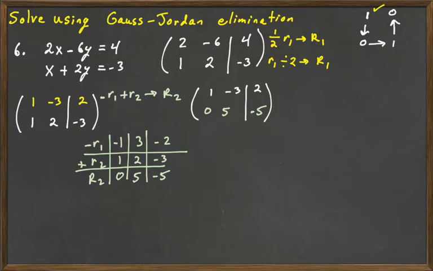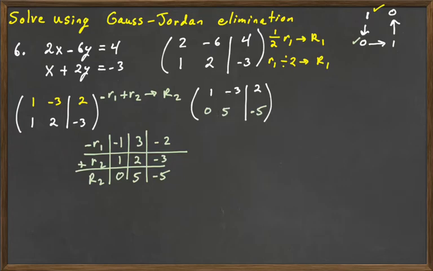Okay, so now we have a 0 in row 2, column 1, so we're halfway there. And the next thing is we want to make a 1. So if we're making 1s, we want to divide. So this number here, where the 5 is, we want to make that a 1. So we're going to divide by whatever number this is. Since it's 5, we're going to divide by 5.